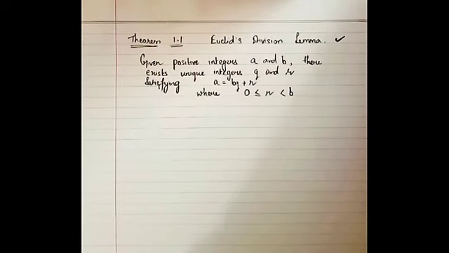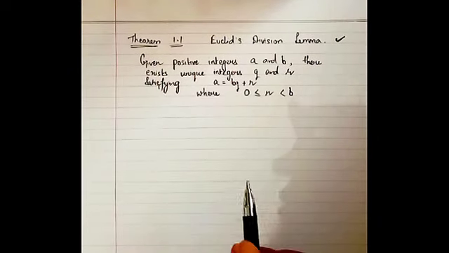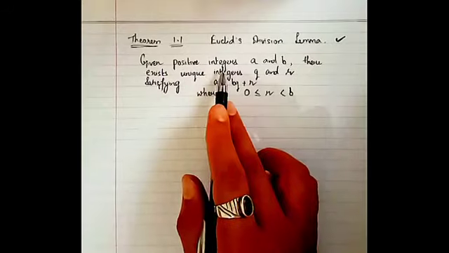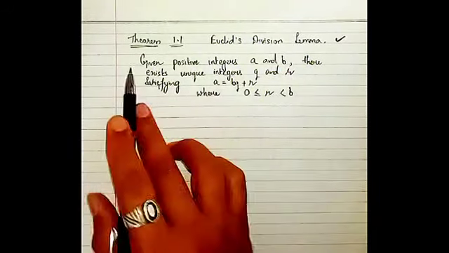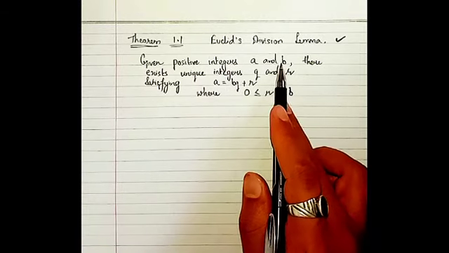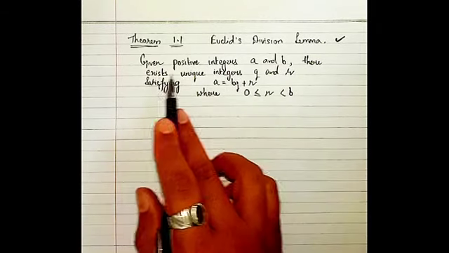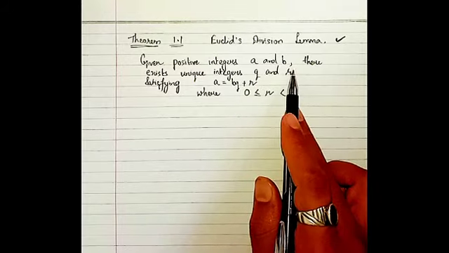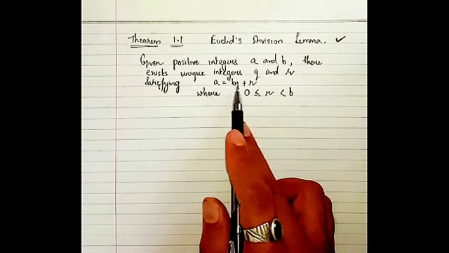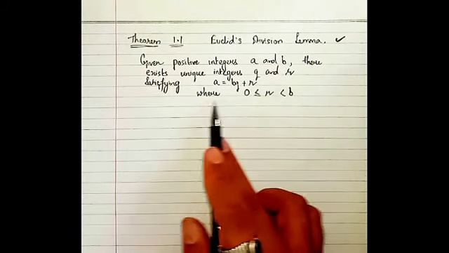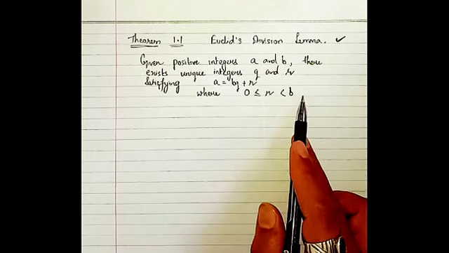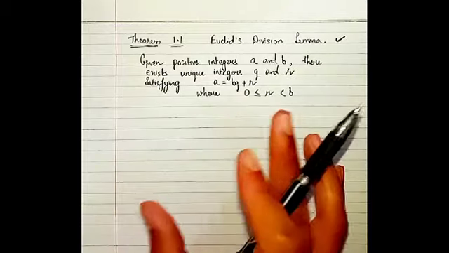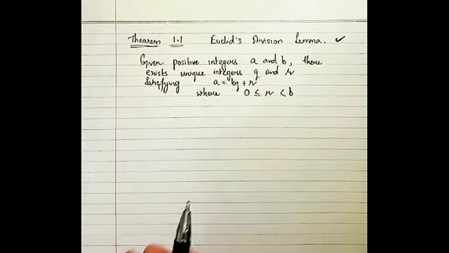Euclid's division lemma states that given positive integers a and b, there exist unique integers q and r satisfying a = bq + r, where r is greater than or equal to 0 and less than b. It is quite difficult in maths language, so let us take an example for understanding this.